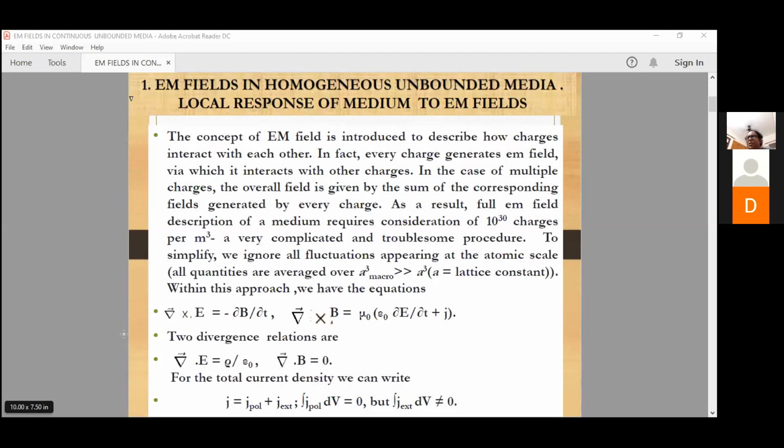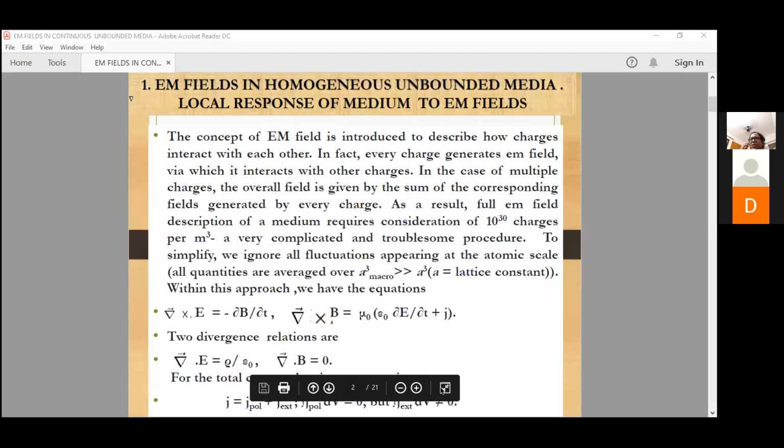So within this approach, we have the usual equations: del cross E equals minus dB/dt, del cross B is mu naught epsilon naught d/dt of j. Two divergence relations are written down, del dot E and del dot B.